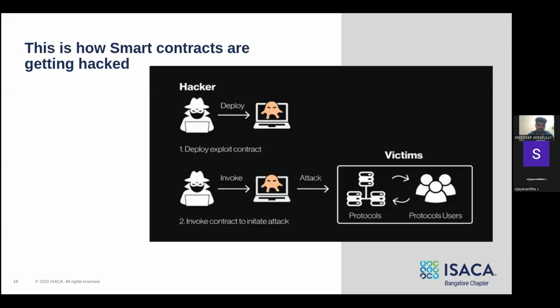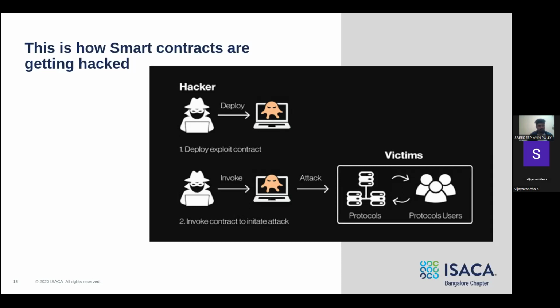So pictorially, this is how it happens. See, the hacker deploys a malicious contract over here, and then on the second side, he uses his smart contract, or evil contract, to attack the original contract. So this is how it works. Sometimes the code can be attacked with code. So it's playing with fire like that.